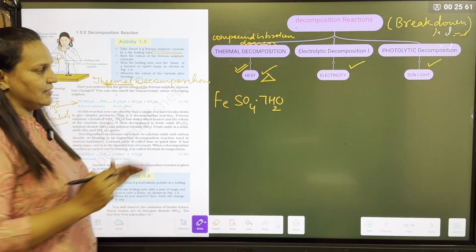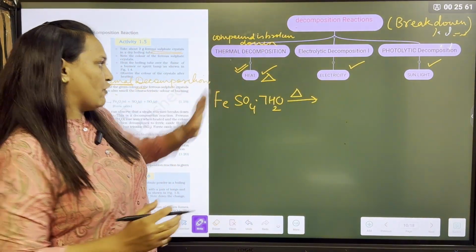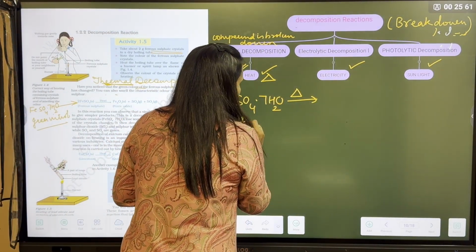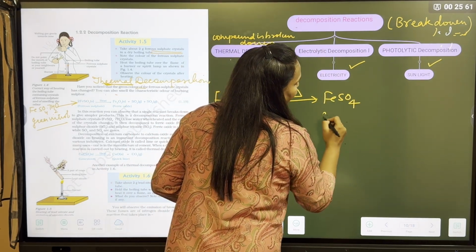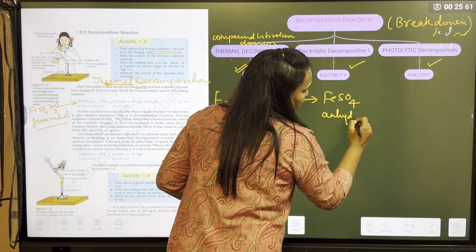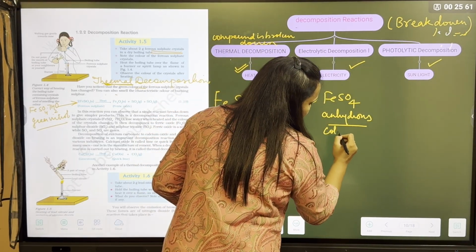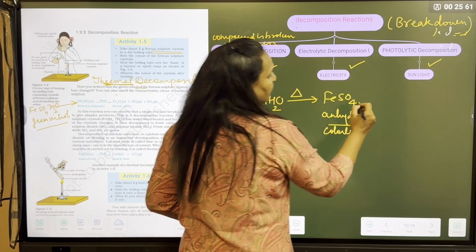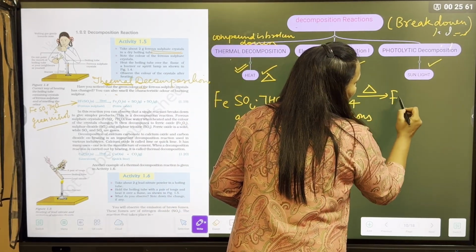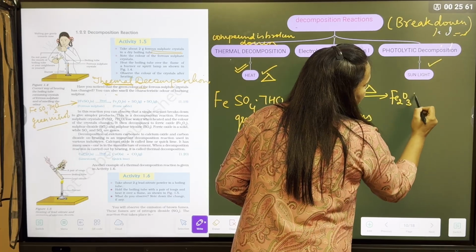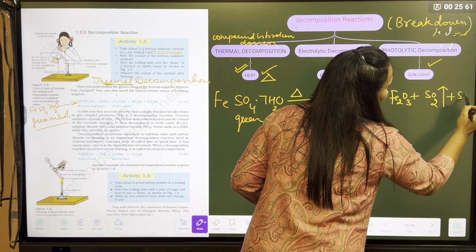So when it is heated, what happens? First, these 7 water molecules evaporate. It is a green color. It forms ferrous sulfate, anhydrous, without water. Anhydrous means without water. Now it has become colorless. Again, it is further heated up. It will give you Fe2O3 plus SO2 gas, upward arrow, plus SO3 gas.